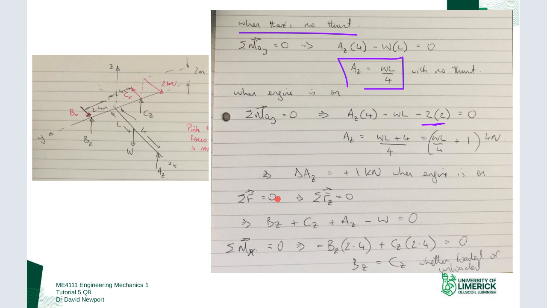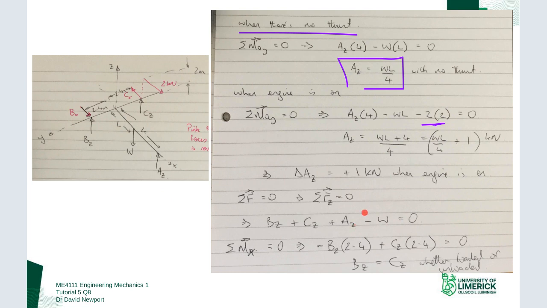Right, so if I look down at the sum of my forces, everything in the Z direction is pointing up or down, right? So BZ, CZ, W, and AZ. So when there's no engine on, they support the weight of the aircraft. Then when this thrust kicks in, AZ changes, but there's no other forces acting in those directions. So I have BZ plus CZ plus AZ minus W equals 0, whether or not the engine is on.